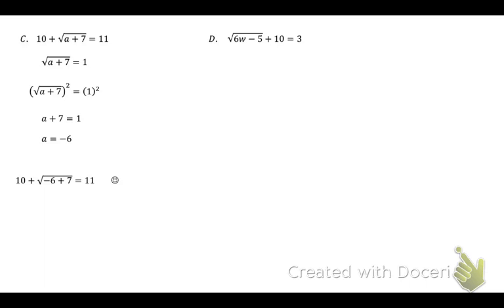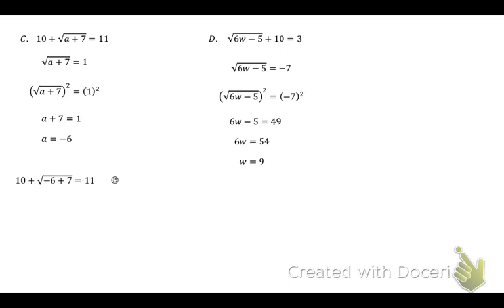Okay? Let's look at this one. Subtract that 10 over. And you get square root of 6w minus 5 equals negative 7. Square both sides. So you get 6w minus 5 equals 49. Add that 5, so 6w equals 54. Divide by 6, and w equals 9.